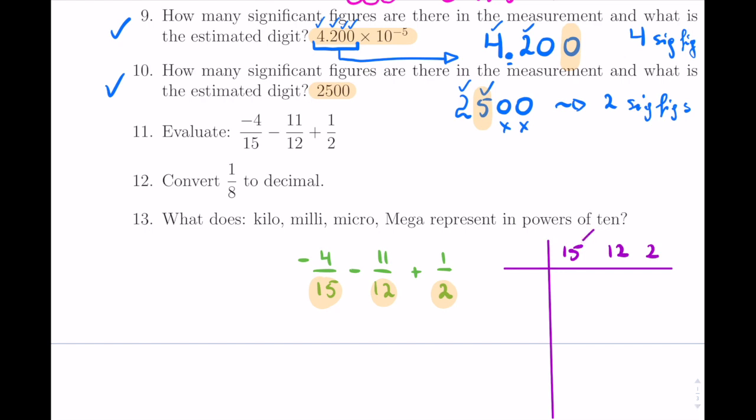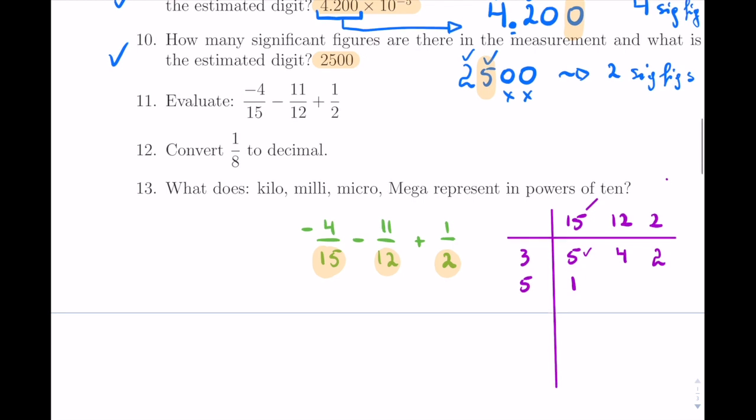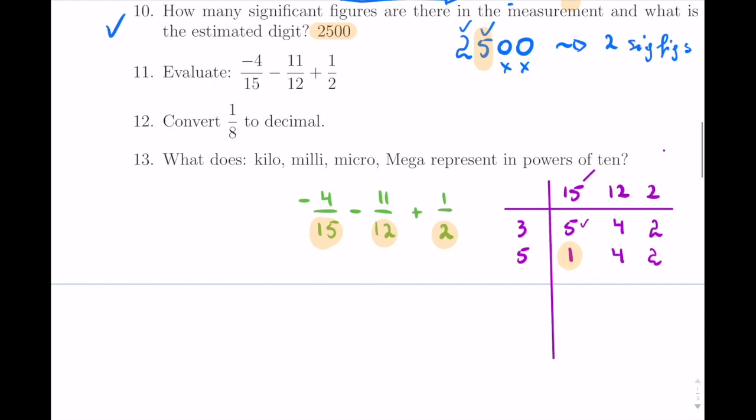So 15, so primes. Well, the first one is 3. 3 goes into 15 5 times. 3 goes into 12 4 times. 3 does not go into 2. So 2 stays the same. Next, okay, so now I have 5. Well, clearly 5 is divisible by 5, and it completes my column here. Next, 5 does not go into 4, so that stays the same, and then the 2 stays the same as well. So column 1 is finished.